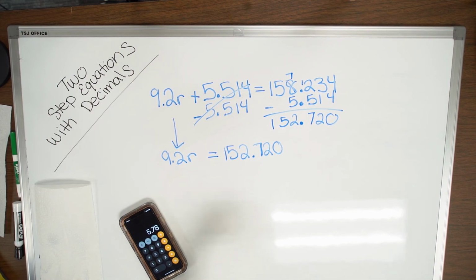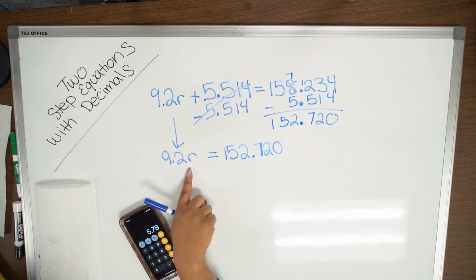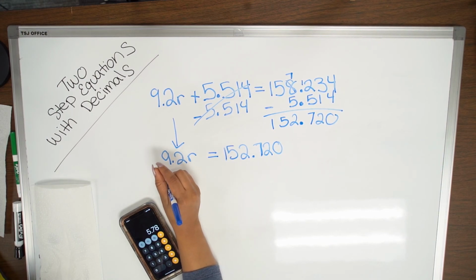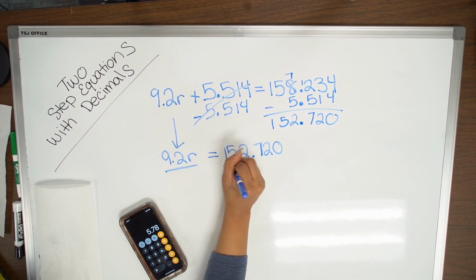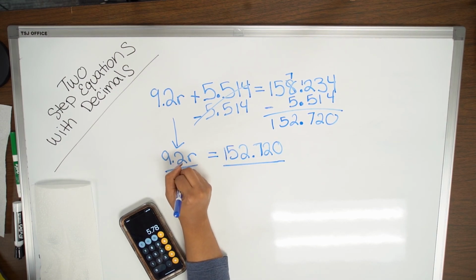Okay? So now we have 9.2r. We need to separate these two. So remember, this is multiplication. So opposite of multiplication is division. So let's divide. What you do to one side, you have to do to the other.